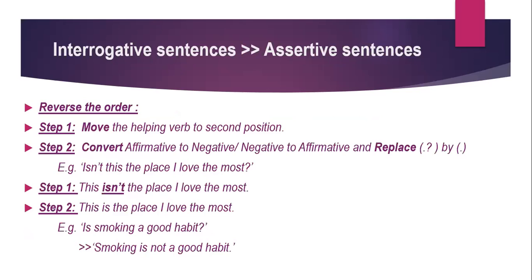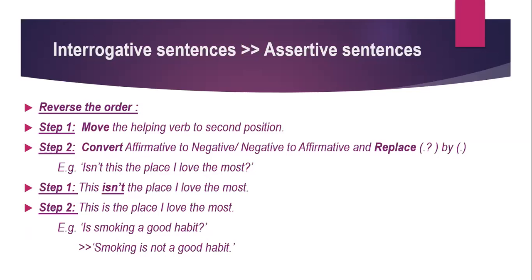Let's learn how to convert interrogative sentences into assertive sentences. We will be following the same steps that we were using earlier. However, we will reverse the order in this case. Step 1 will be to move the helping verb to second position, and step 2 will be convert affirmative to negative or negative to affirmative and replace question mark by a full stop. Let's have a look at an example.